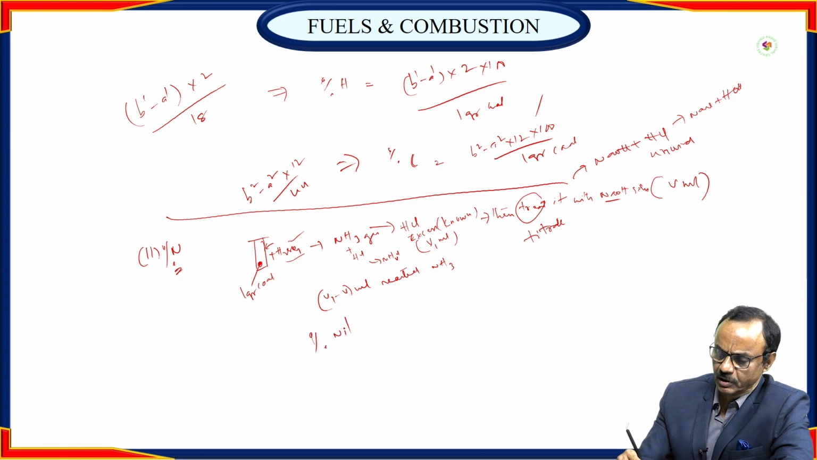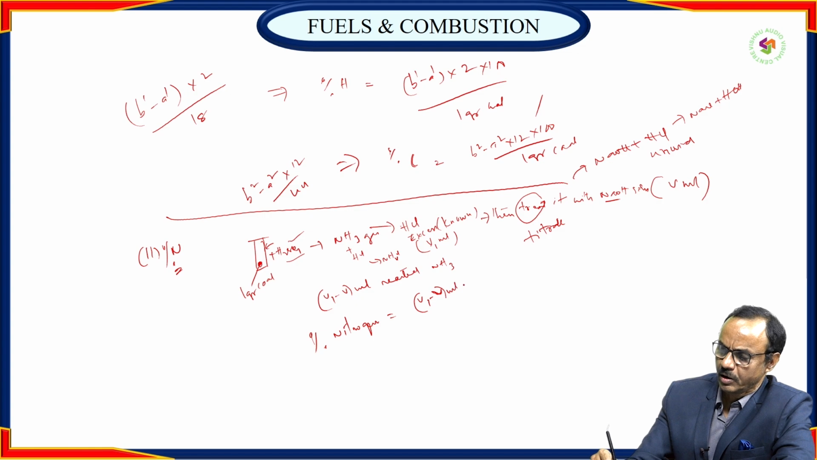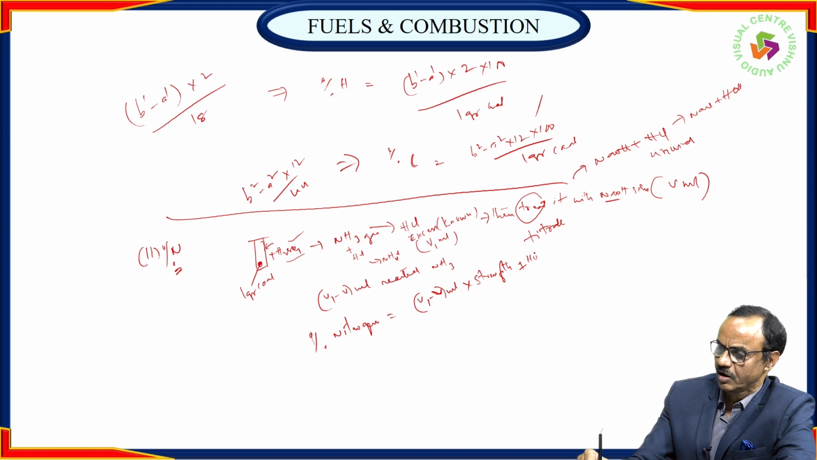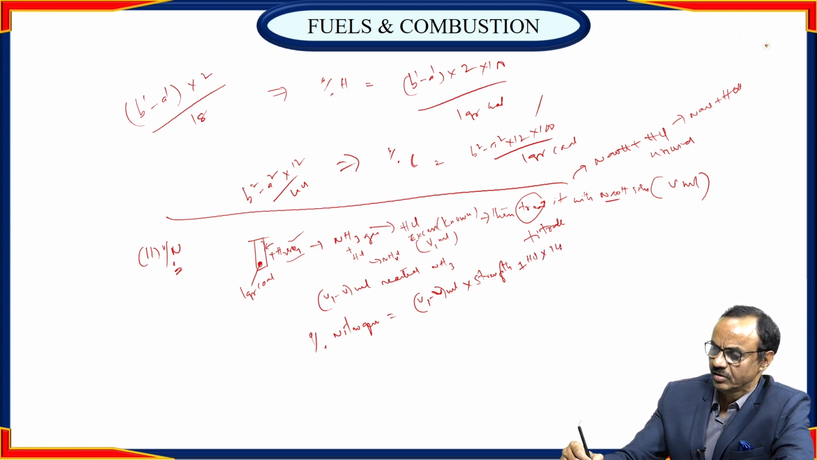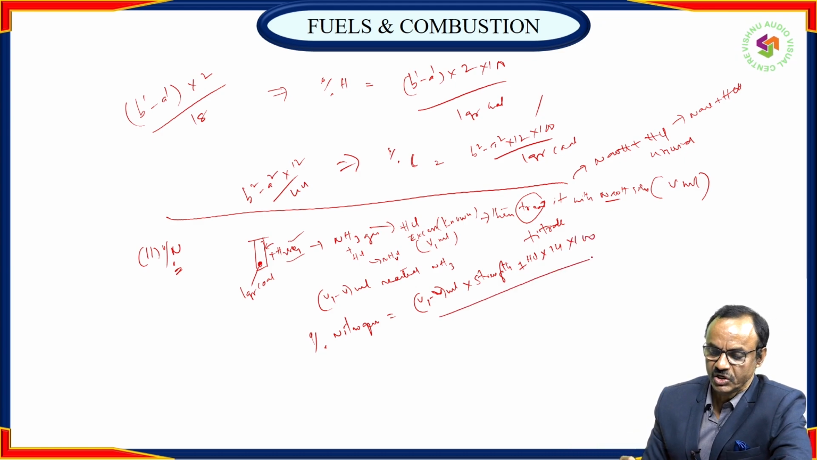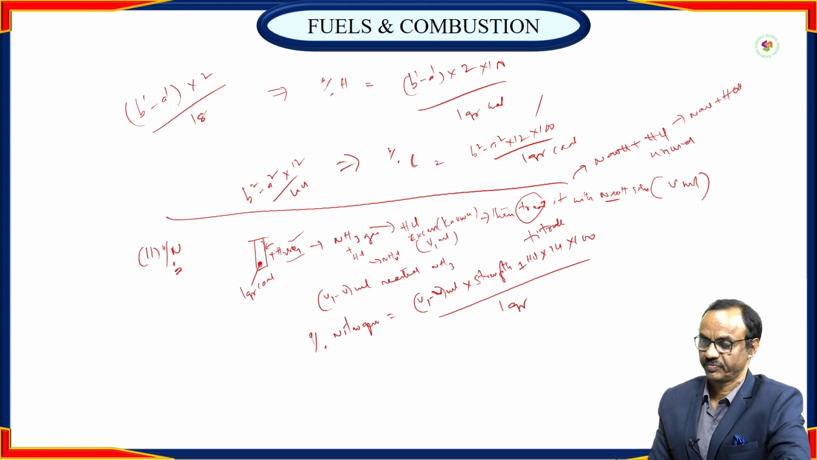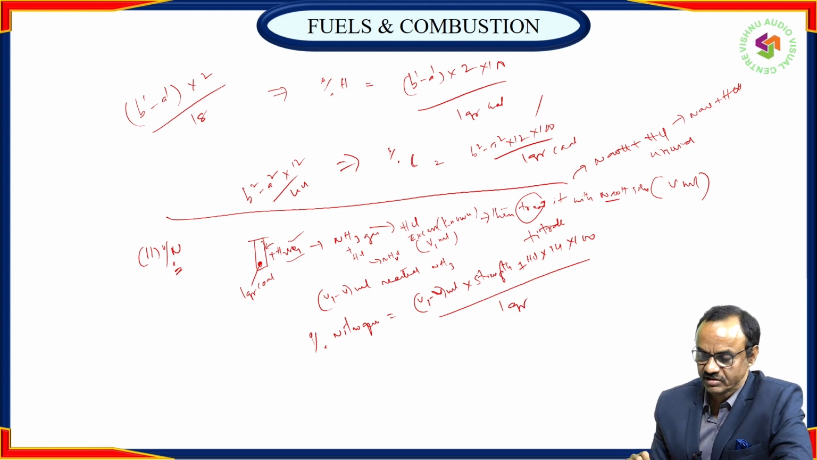Percentage of nitrogen is equal to (V1 minus V) ml into strength of acid used, strength of HCl, into 14, the nitrogen atomic weight, into 100, divided by the initial weight of coal taken for analysis, 1 gram. Right? So now we analyze this also.